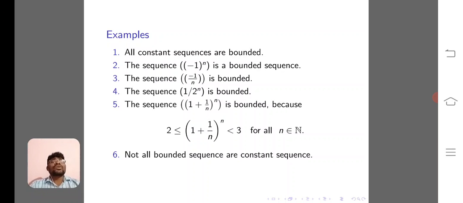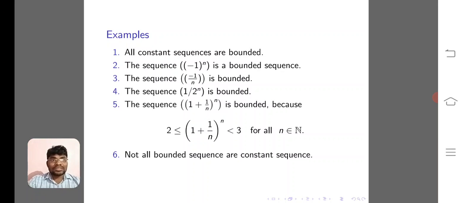Consider another example, (-1) to the power n. Here the range of the sequence is: if n is odd, it gives -1; if n is even, it gives +1. So the range of the sequence is {1, -1}. We know that {1, -1} is a finite set in real numbers, and that a finite set is a bounded set. So the range of the sequence is bounded, so this sequence is a bounded sequence. See, when you say that a sequence is a bounded sequence, the range should be a bounded subset of real numbers.